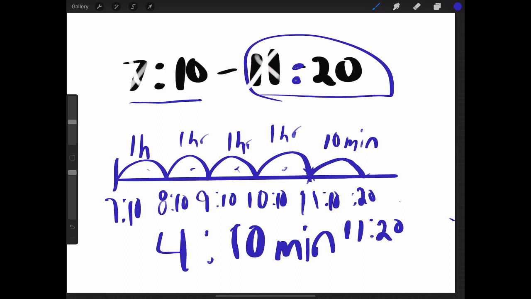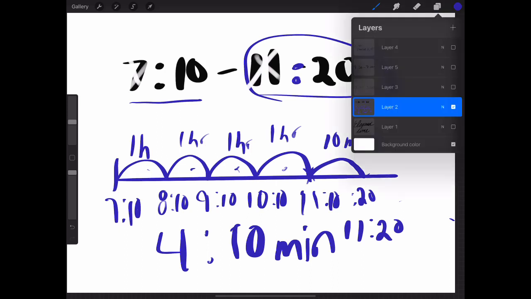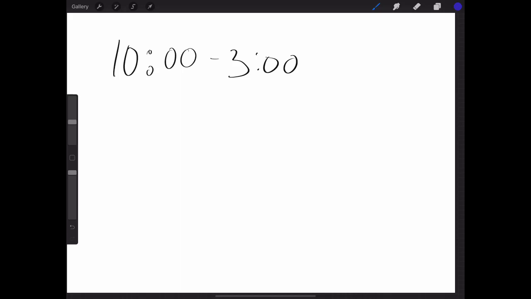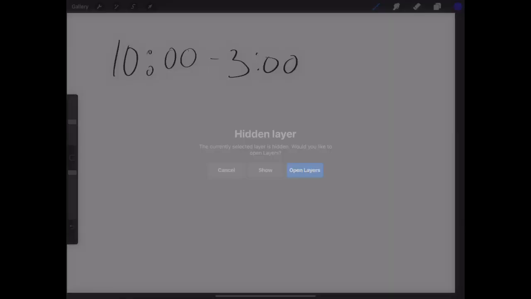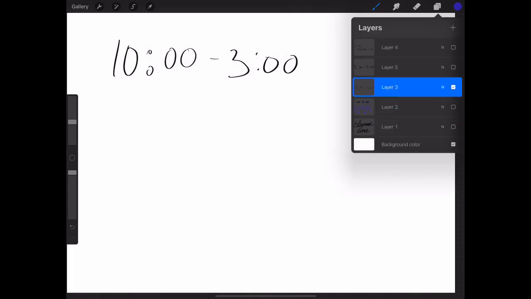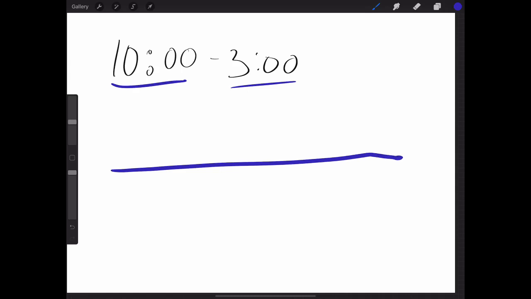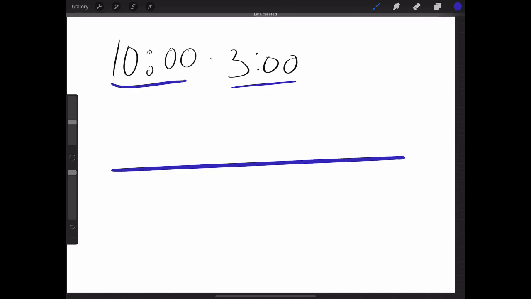Okay, let's look at another one. This is going to be a little easier. This one is going from 10 o'clock to 3 o'clock. This one we're not even dealing with minutes. So again, we're going to start our number line. So we're going from 10 to 3. I'm going to draw my number line, and I'm going to go 10 o'clock.